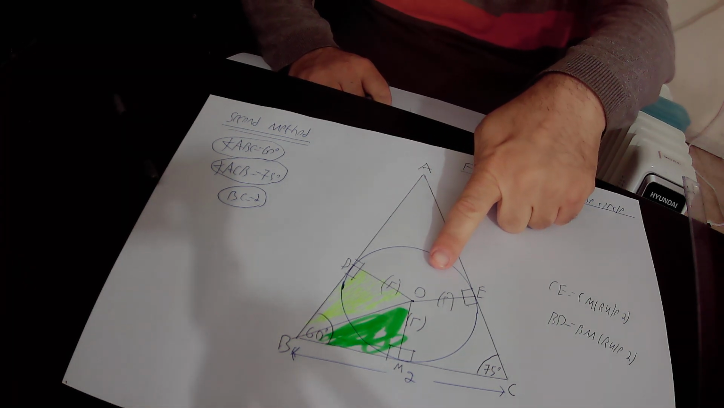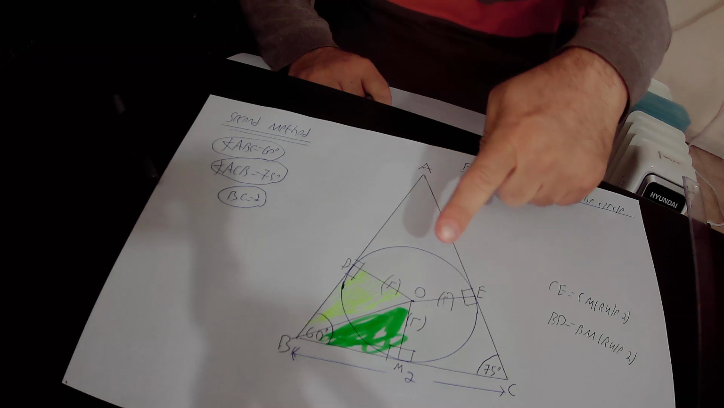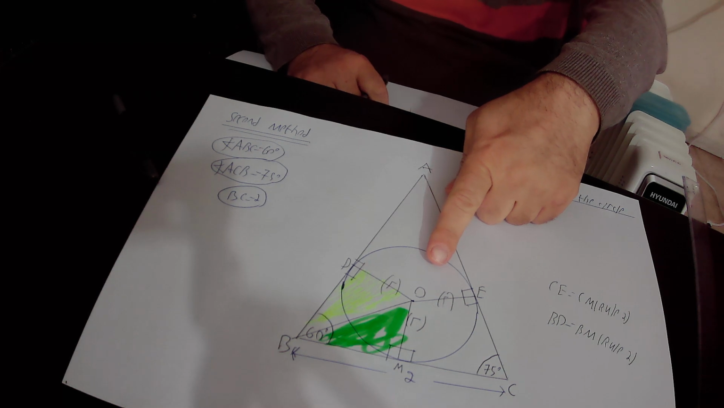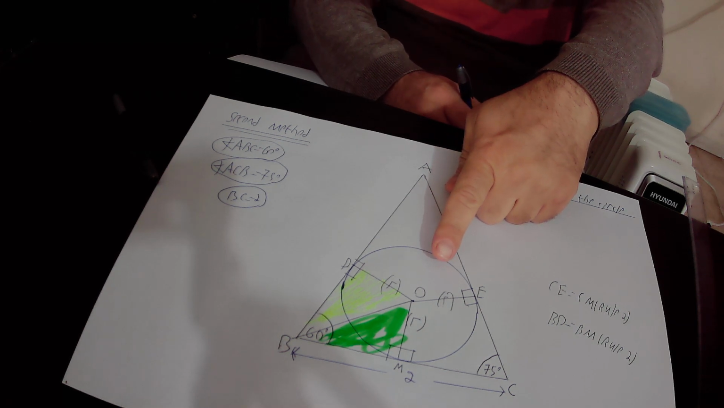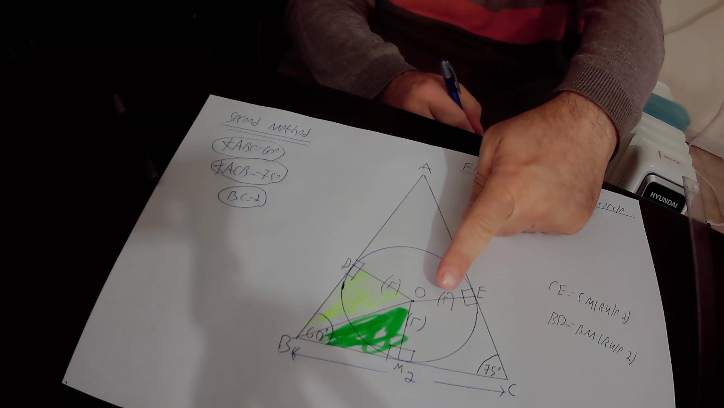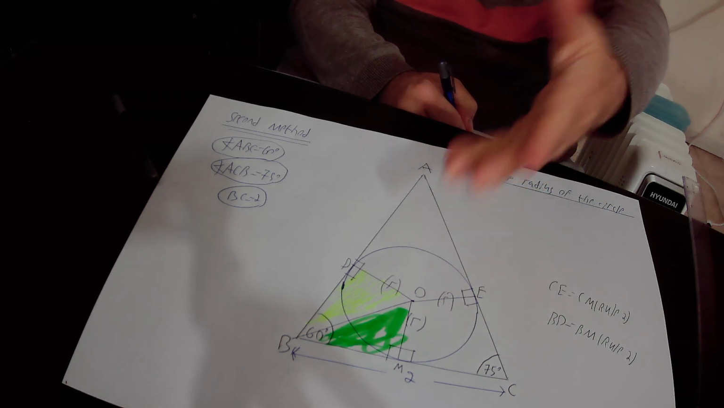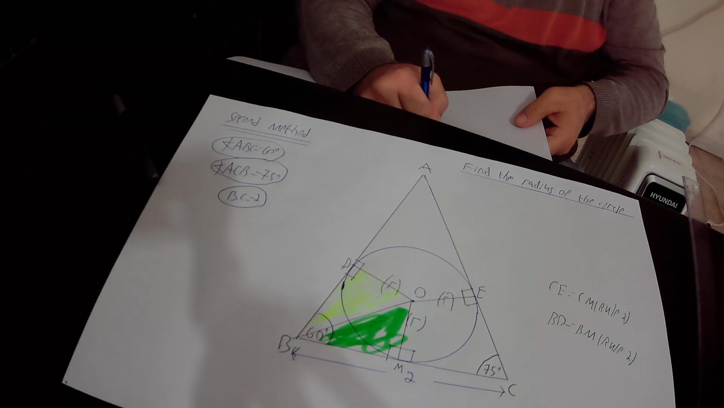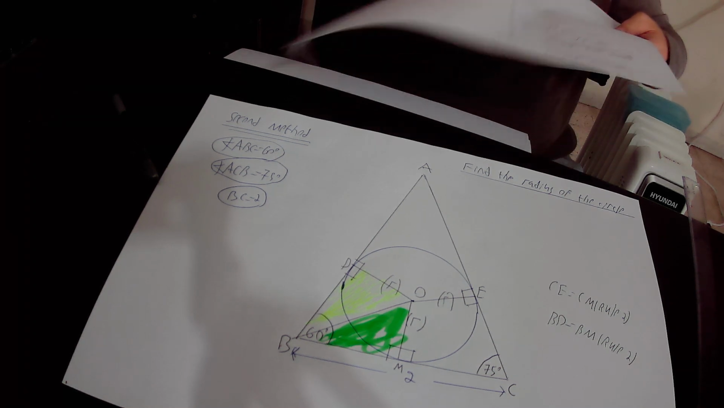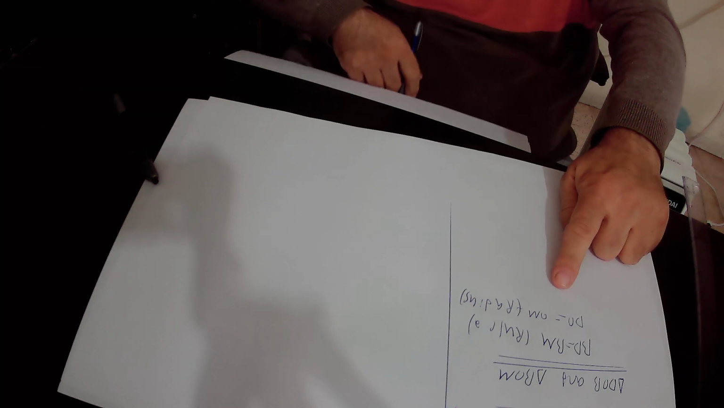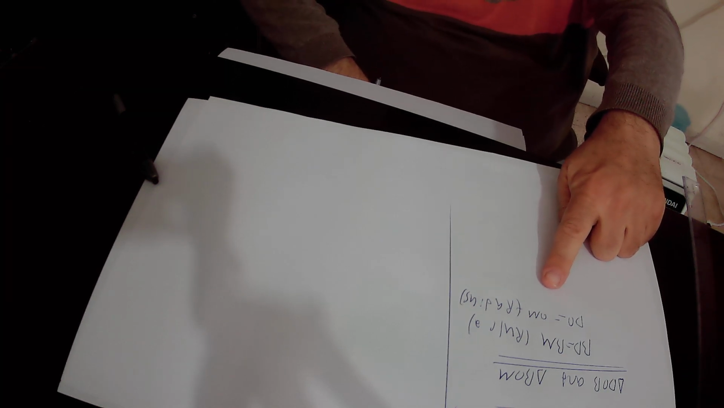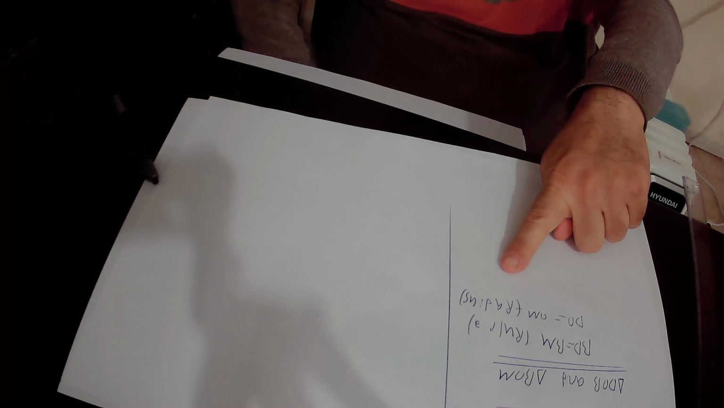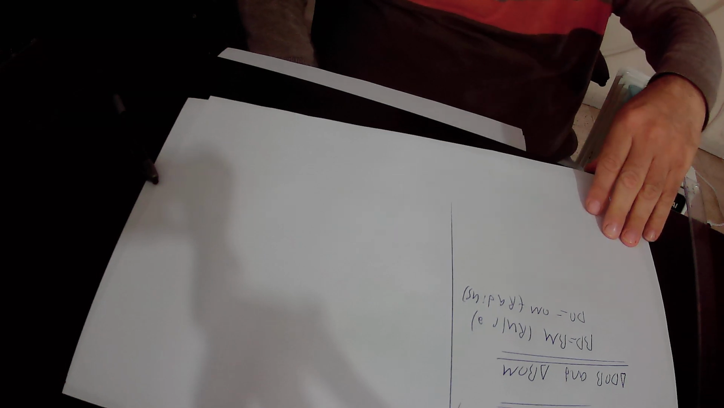In addition, sides DO and OM are both the radii of this circle, therefore they are equal to each other. Side DO in the yellow triangle equals side OM in the green triangle.